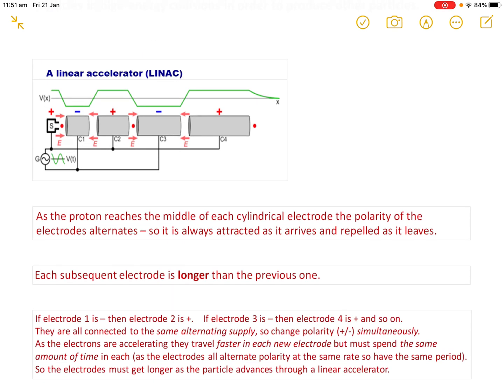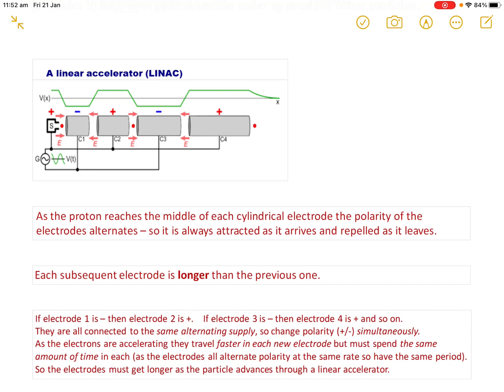So that's the basic principle of the linear accelerator. And just before we leave it, if you look at the very top of the diagram, there's a voltage-time graph there, and you can see that when electrode 1 is negative, the voltage goes below the x-axis to show you a negative voltage, and simultaneously the voltage at electrode number 2 is positive at that point.